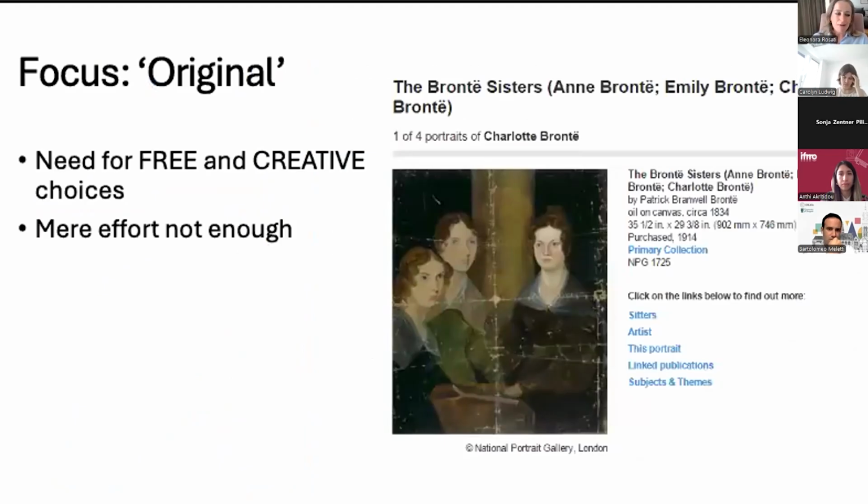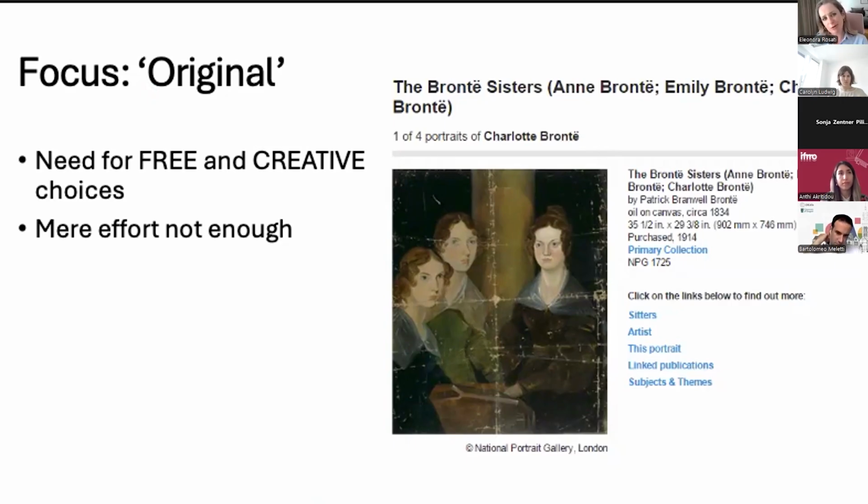The second focus I would like to offer is the one on originality. Copyright is not premised on novelty. A work does not need to be new, it needs to be original. What does that mean? That the author must exercise free and creative choices. Both of them are needed. And that is a legal standard that I would say is broadly established across most countries around the world.